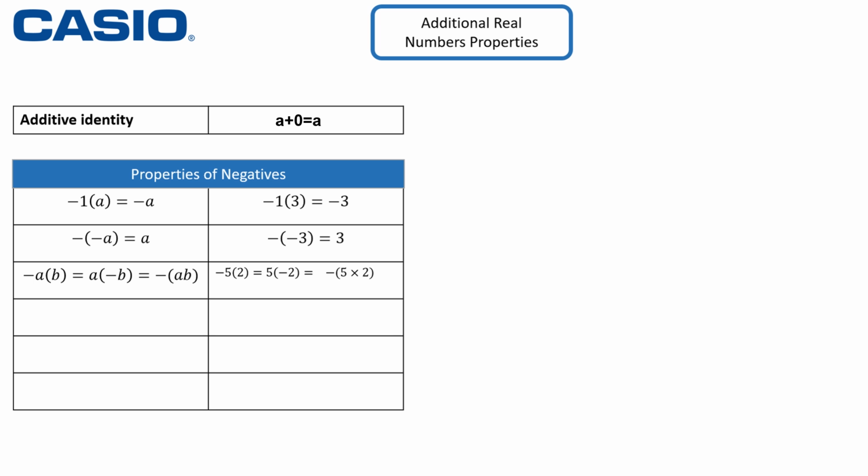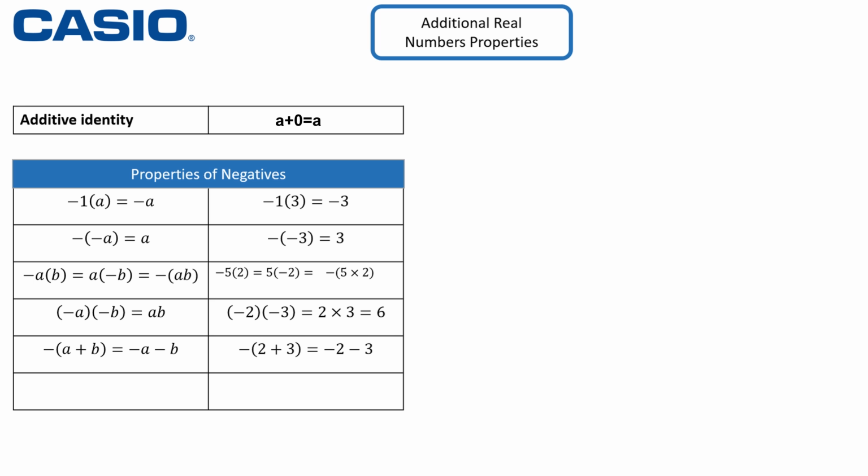Property 2, a negative number a multiplied by a number b, the result is the opposite of the product of a and b. Numerical example, negative 5 multiplied by positive 2 is the same as the opposite of 5 times 2. Property 3, the product of negative a and negative b equals a times b. The product of two negative signs is positive. For example, negative 2 multiplied by negative 3 is positive 2 times 3, which is positive 6.